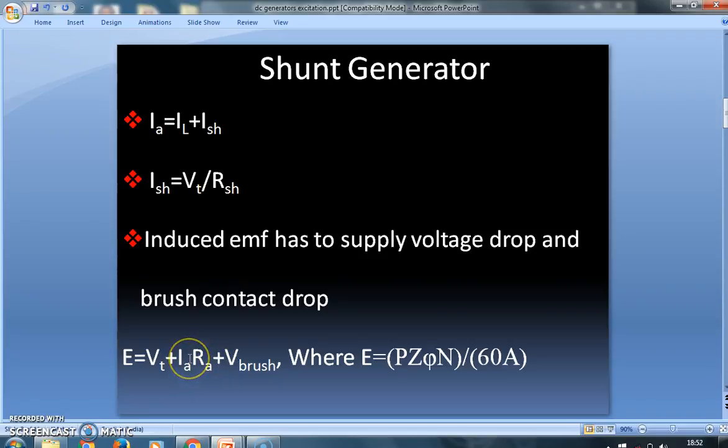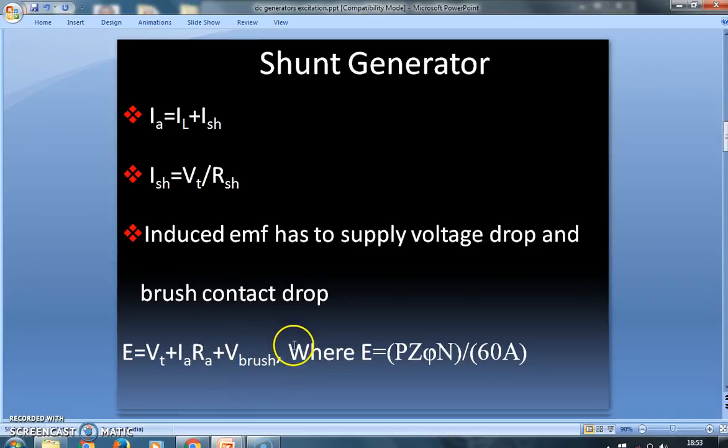In addition to the IaRa drop as well as the terminal voltage, there is a brush contact drop, which is nothing but the voltage at the brush contacts, but this drop is generally negligible. So the induced EMF has three components: the first is the terminal voltage, the second is the armature resistance drop, and the third is the brush contact drop.